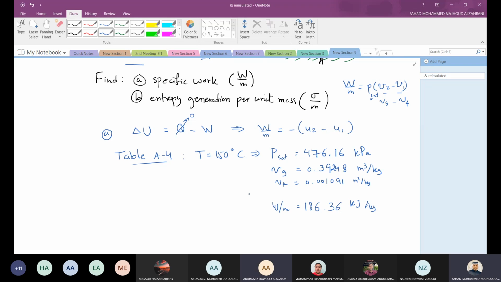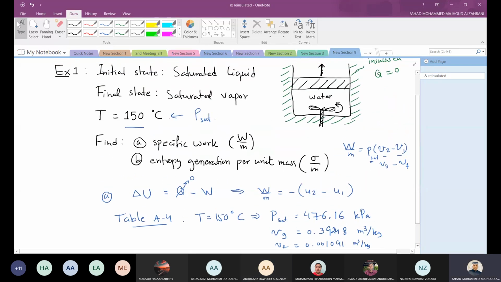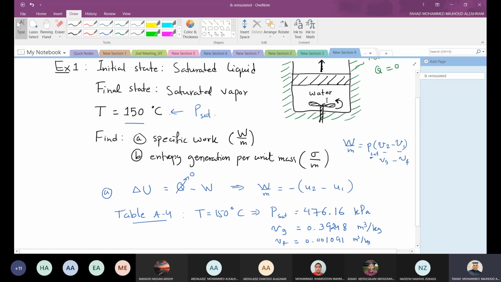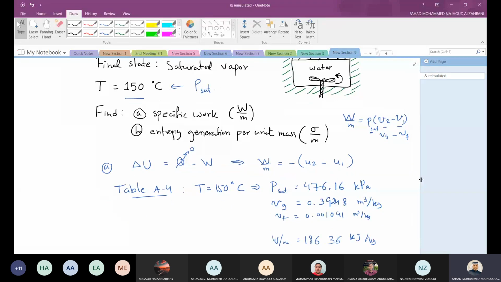The work is done on the system, right? Because I'm using a fan and applying work on the system. But this value gives me the work done by the system on the piston, and that's not what I want. I want the work done on the system to change the phase of the system. That's why we cannot use this one, PdV.